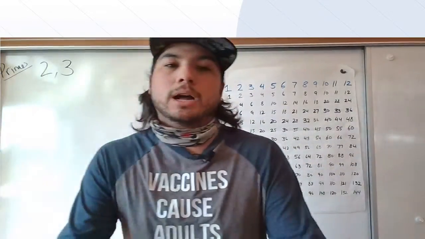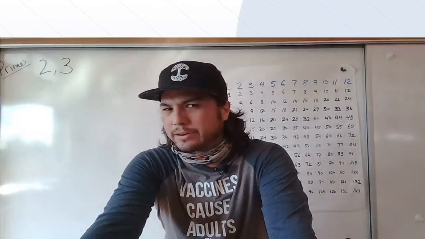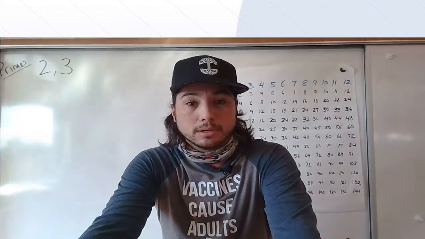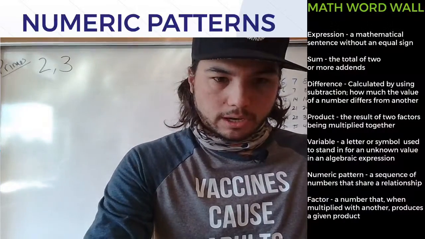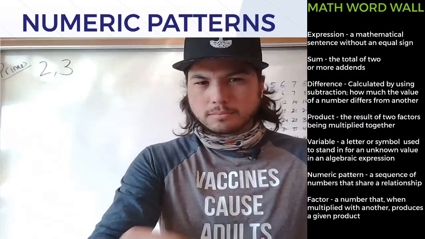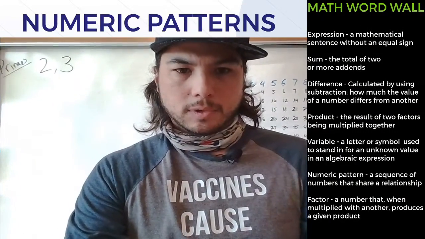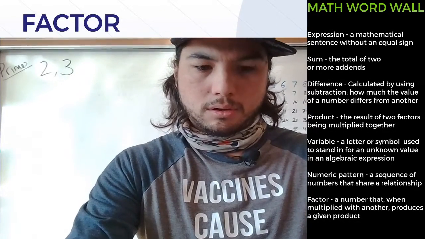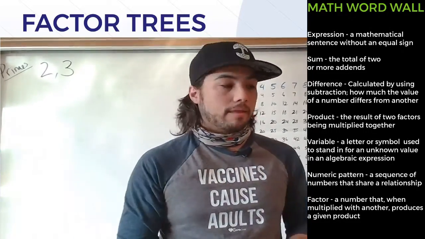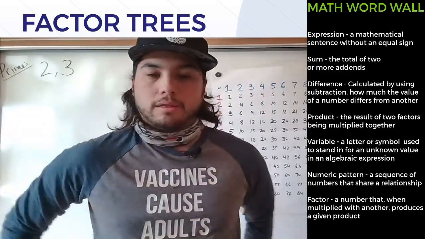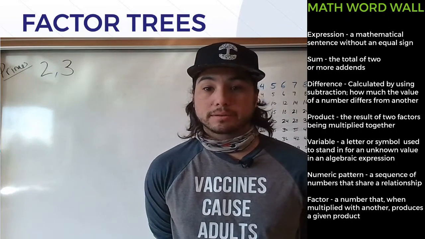This prime number knowledge is going to be really important because what we're going to be working on today is what's called a factor tree and factoring out composite numbers. I'm going to pull back up the word wall again here. Down here at the bottom, we see this definition of factor: a number that, when multiplied with another, produces a given product.